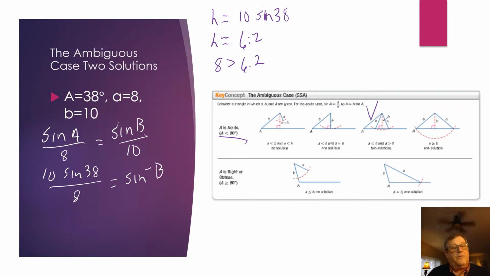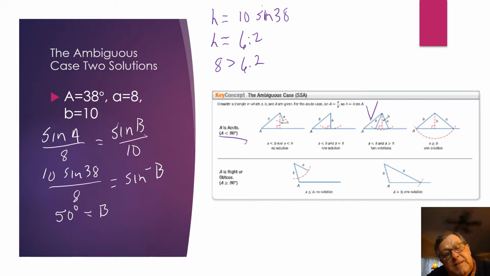So let's work through that. We've got 10 times the sine of 38 divided by 8. And then we're going to take the inverse sine of that amount. And we're rounding this to the nearest degree. So we say, okay, well, angle B could be 50 degrees. Could be. All right, well, let's see. Then all we've got to do is find angle C and side C.